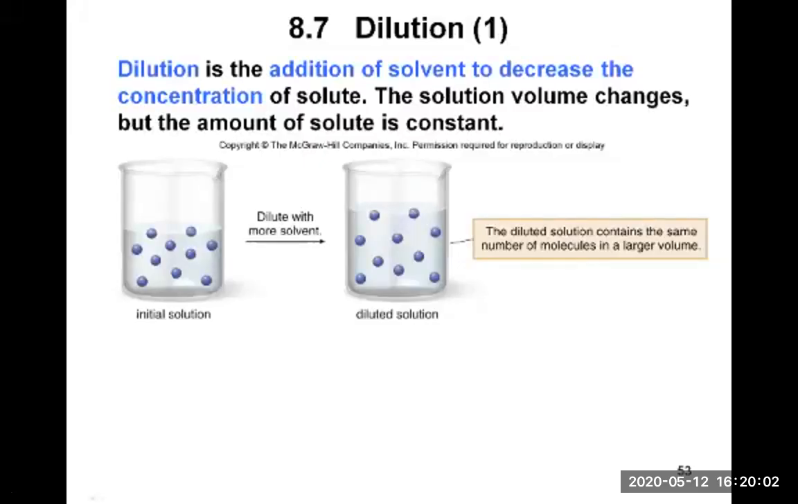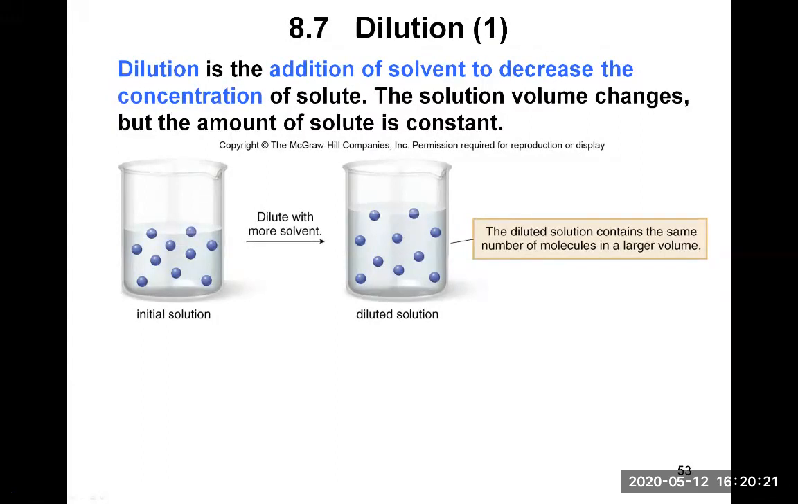So this video will go over section 8.7, which is on dilution. Dilution is the addition of solvent to decrease the concentration of solute. The solution volume changes, but the amount of solute is constant.